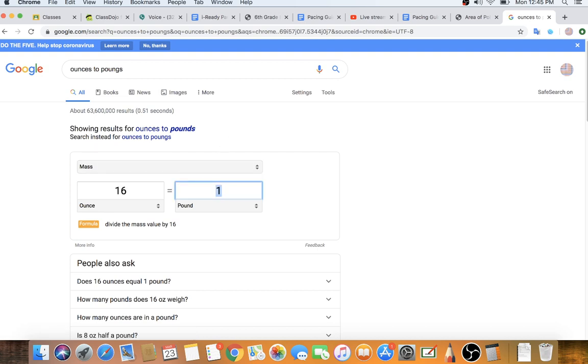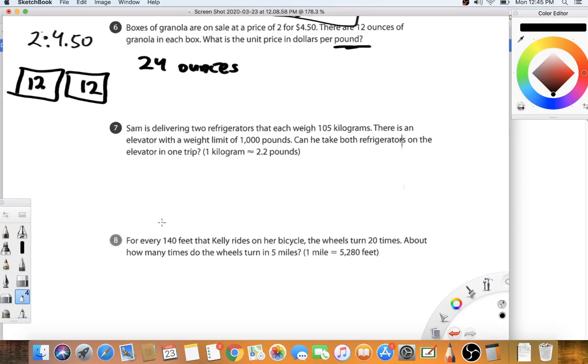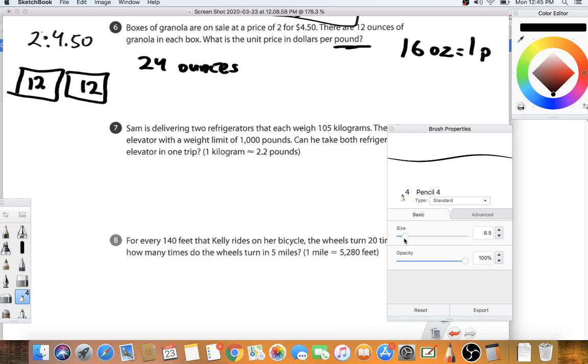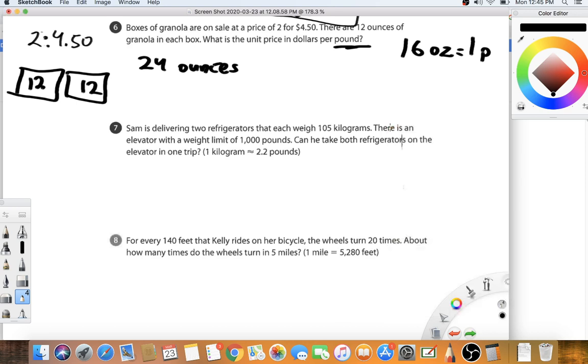Oh, we want to find out how much 1 pound is. So it's 16 ounces per pound. 16 ounces per pound. So that means that in 16 ounces, I don't know why they didn't give you that. 16 ounces equals 1 pound. And this is too dark, so I'm going to change that. So we know that 16 ounces equals 1 pound.